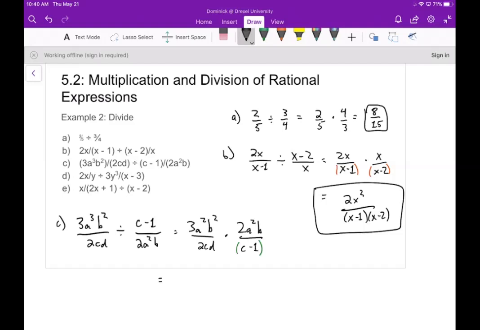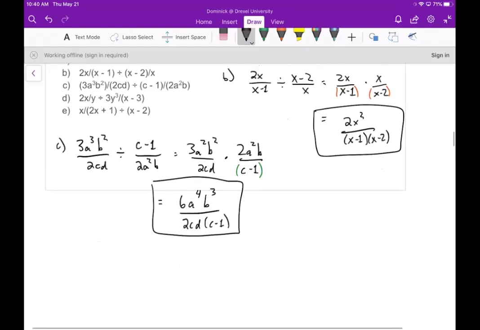So now I'm going to get 3 times 2 in the top will give me a 6. I'll get a power of a to the fourth and b to the third. And then in the bottom, we'll have 2cd times c minus 1. Okay, part D, we have 2x over y divided by 3y to the third over x minus 3. So again, we'll keep change flip.